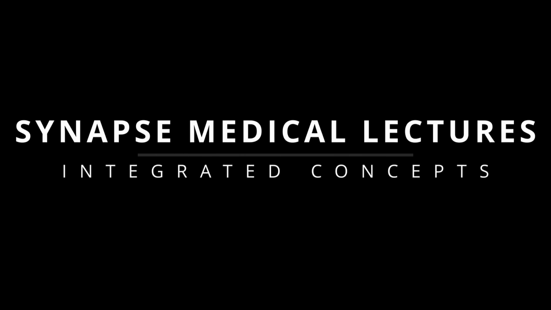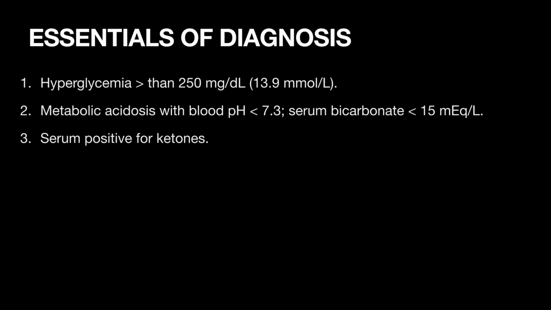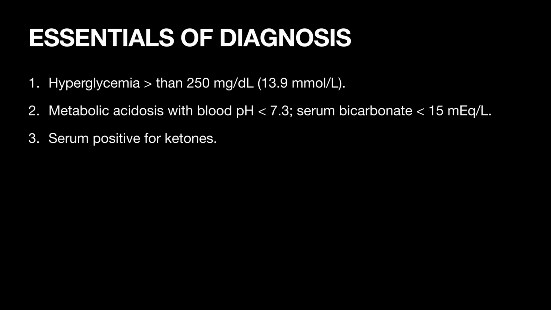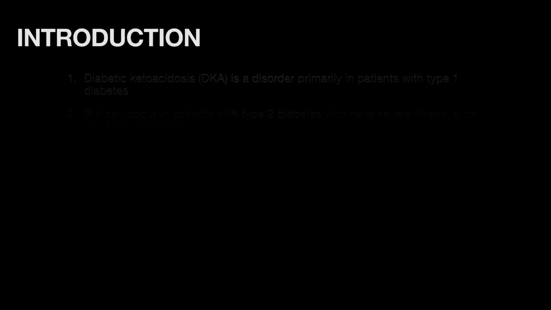Hello everyone, in this video, we're going to talk about diabetic ketoacidosis. Essentials of diagnosis: hyperglycemia more than 250 milligrams per deciliter, metabolic acidosis with blood pH less than 7.3, serum bicarbonate less than 15 milliequivalents per liter, serum positive for ketones.